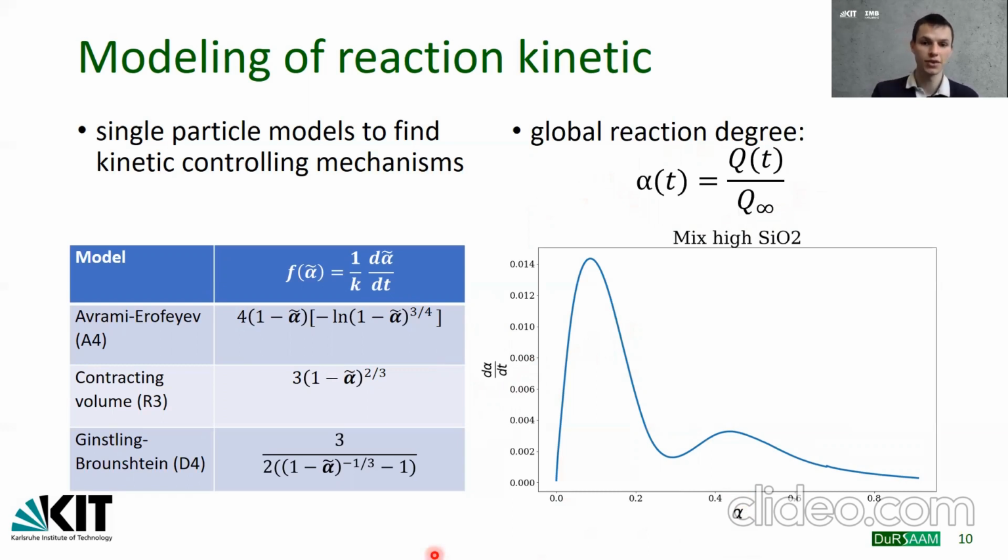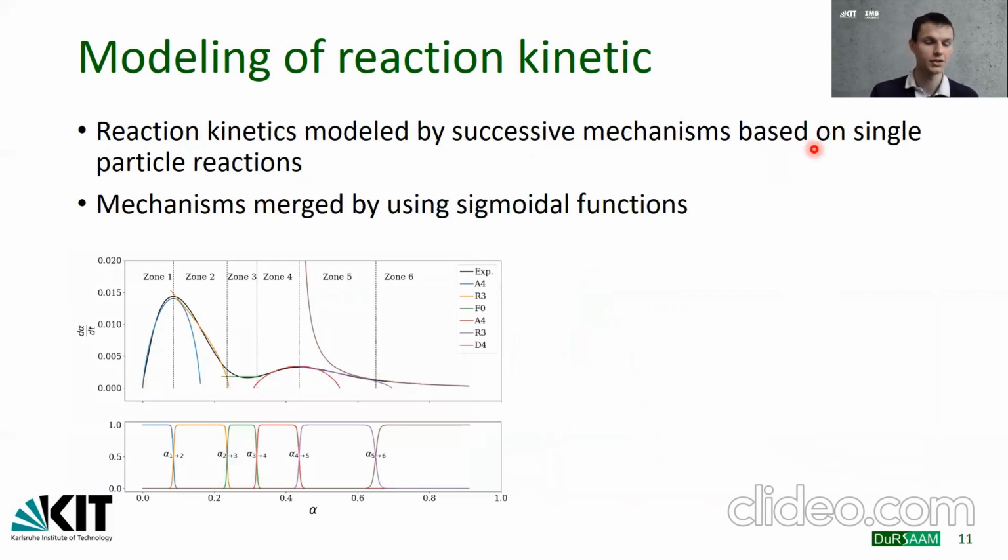Nevertheless, the main hypothesis of the proposed model is not to take this global reaction degree per se, but local ones, partial ones. Actually, the global function is decomposed into zones, each zone corresponding to one predominant mechanism. And the best succession of mechanisms which is found is first a nucleation process, followed by a shrinking core process. This is the first peak.